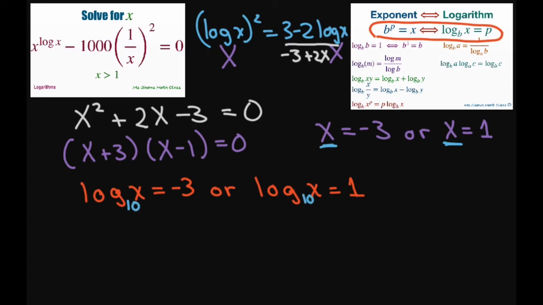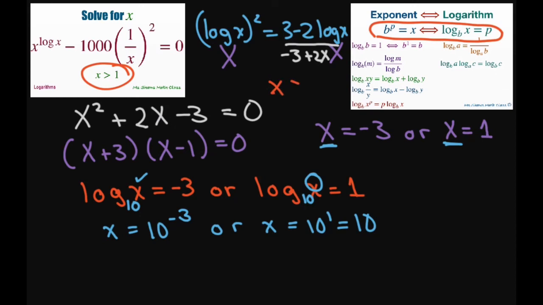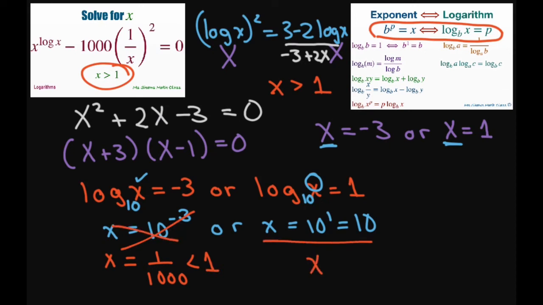So that means that we're going to have our value x equals our base to the power of negative 3. And for this one, we're going to have our value of x here equals 10 to the power of 1, which just equals 10. Since, we didn't talk about that, but our x is greater than 1, then this one here is really 1 divided by 1000, right? This is less than 1. So we're going to disregard that and only use this one. So our x equals 10. And that is your final answer.